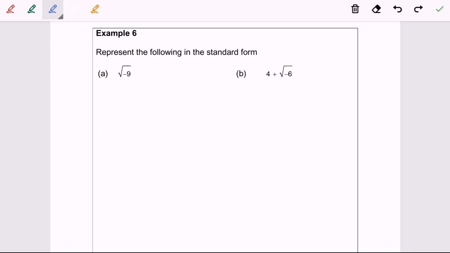Hello everyone, so now I'm going to discuss the topic 1.2 complex numbers, for example 6a. Represent the following in the standard form. So now referring to 6a, it is the square root of negative 9.